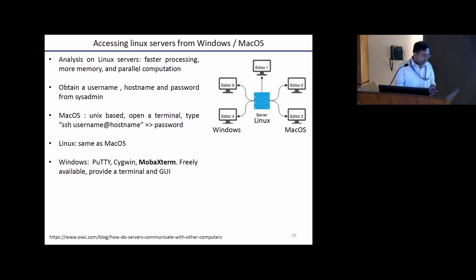But Windows is a special case, and most of us are using Windows. So for a Windows PC to connect to a Linux server, you need to use special softwares like PuTTY, Cygwin and MobaXterm. Of these, MobaXterm is quite largely used these days, and it is available for free, and it provides you a terminal to connect. It only gives you an interface to connect.